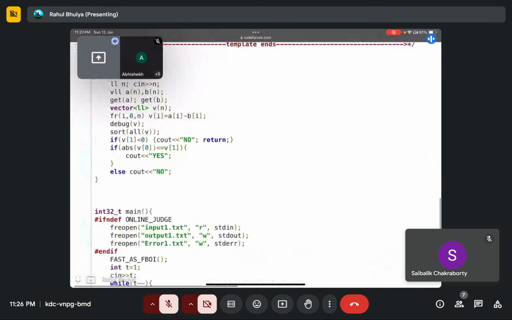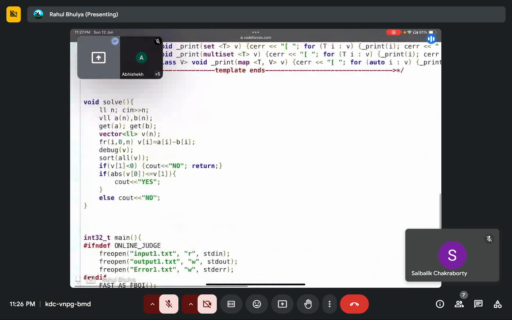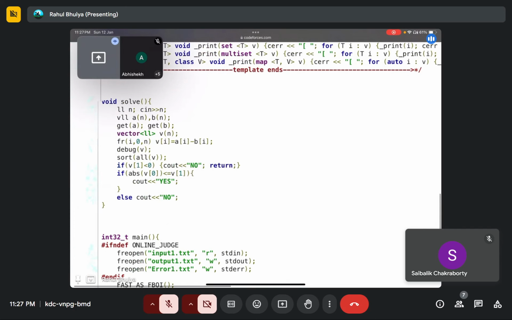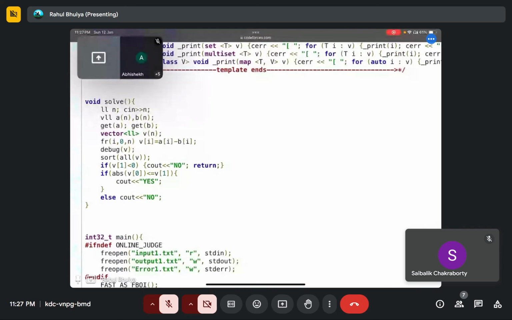So here is nothing other than what I said in my explanation; that is what I did. I have taken two arrays, A and B, and I'm just subtracting to find how many spells are required and how many spells are extra. Then I'm sorting the array. The first element should not be this. The second element, V of 1, is the second element. It should not be less than 0. So if it is less than 0, then I am directly printing no.